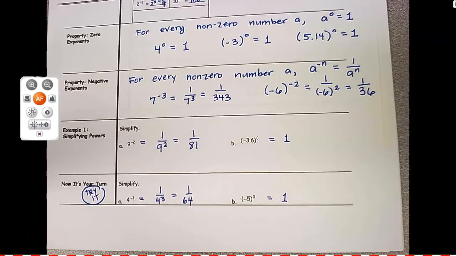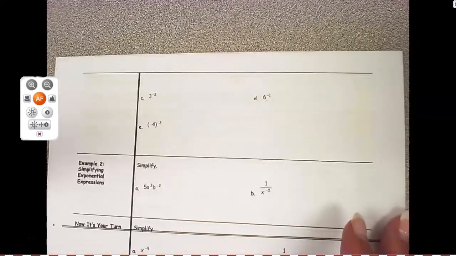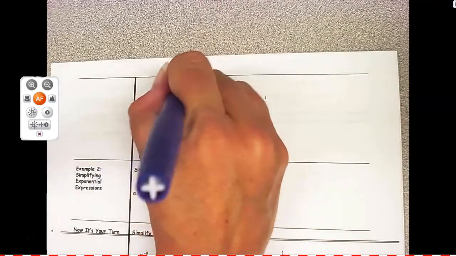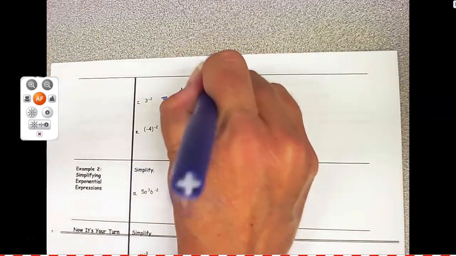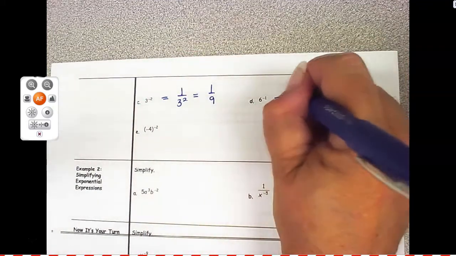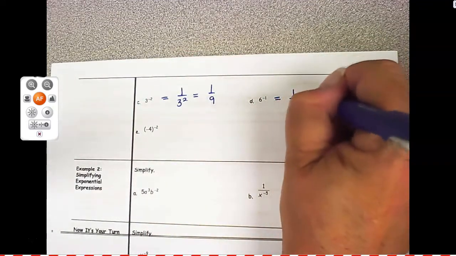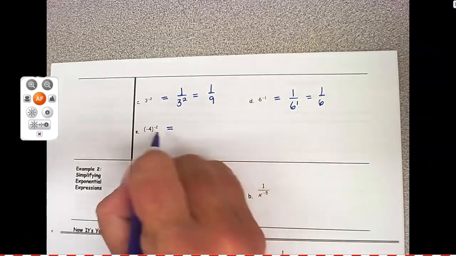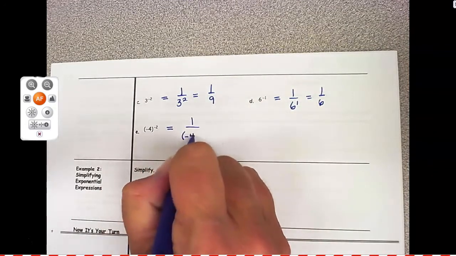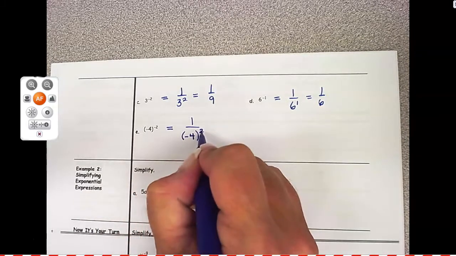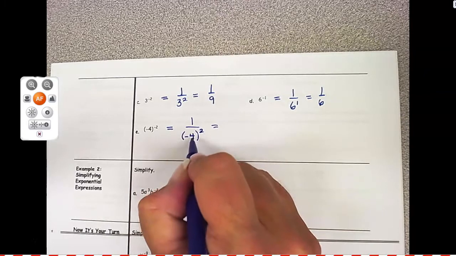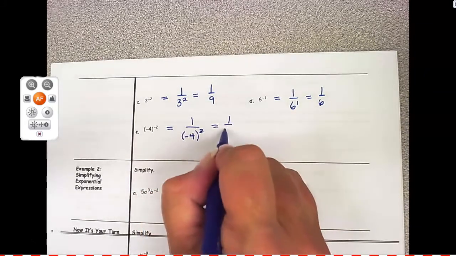So moving on to the back side of the page, we've got a few more try it problems. So let's check those out. 1 over 3 squared is 1/9. 1 over 6 to the first power, or just 1 over 6. And here we have a negative, so I'm going to keep my negative sign for my number, and I moved it to the denominator, so now it's being squared, and negative 4 times negative 4 is a positive 16.